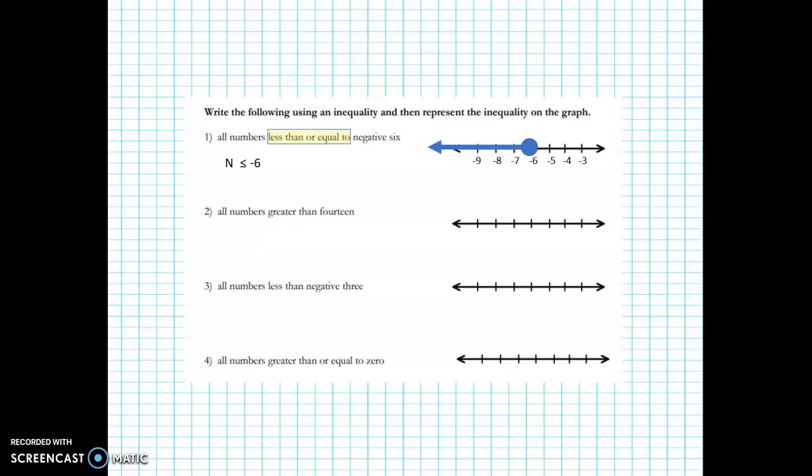All numbers greater than 14. Identify your inequality as greater than. N is greater than 14. So we need to put our numbers on our number line. Since it's just greater than without an equal sign, the number 14 is not included, so we're going to use an open circle. And greater than is going to the right.